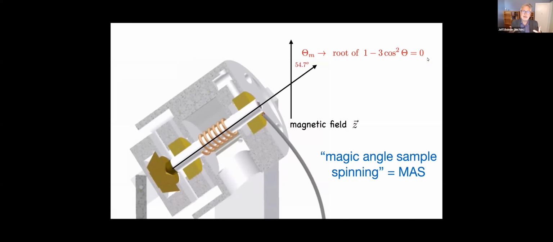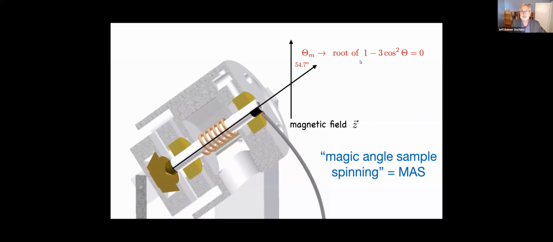It turns out that many of the interactions that give rise to broadening in solid state NMR go as this second order Legendre polynomial, where theta is some angle on the molecule relative to the magnetic field. By rapidly spinning, all angles are averaged to this average number, producing 0.